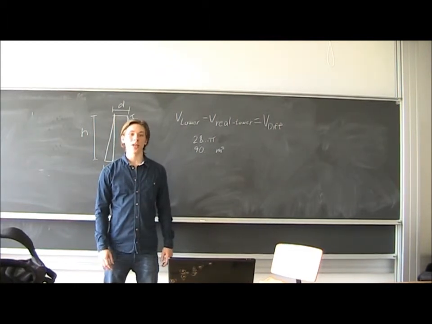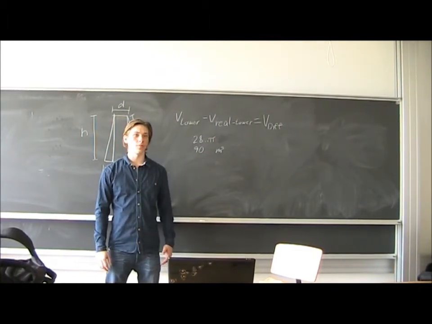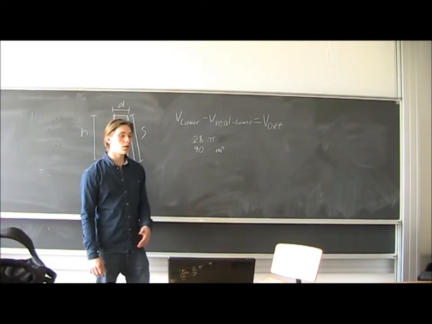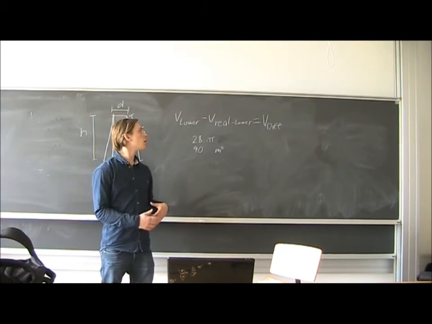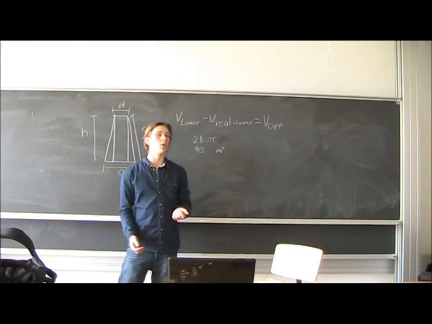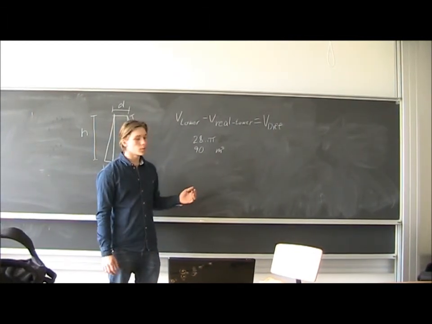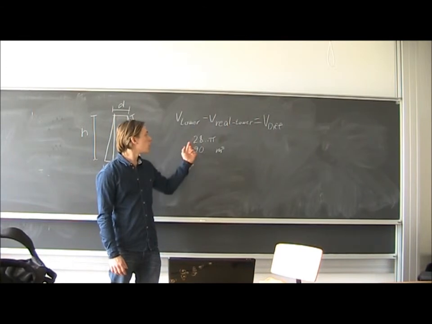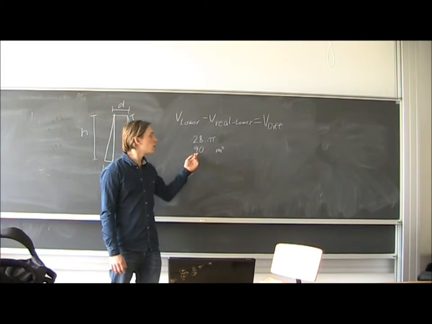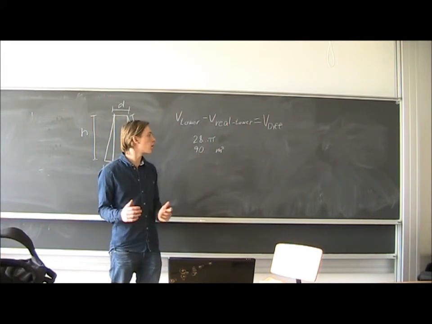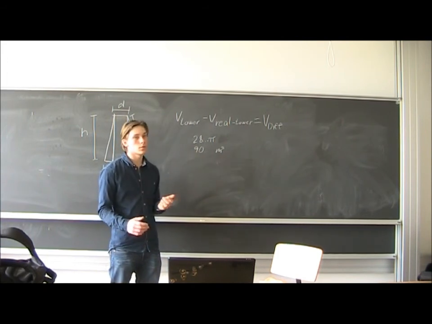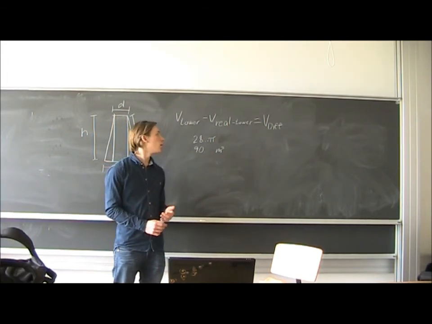As a final part, we have to calculate the difference in volume between the real tower and the model tower. To do this, we take the model tower and subtract the real tower from it, and thus we get the volume difference. When we did this, we got 28 times pi, and if we approximate it to 10 digits, we get 90 and some decimal points cubic meters.